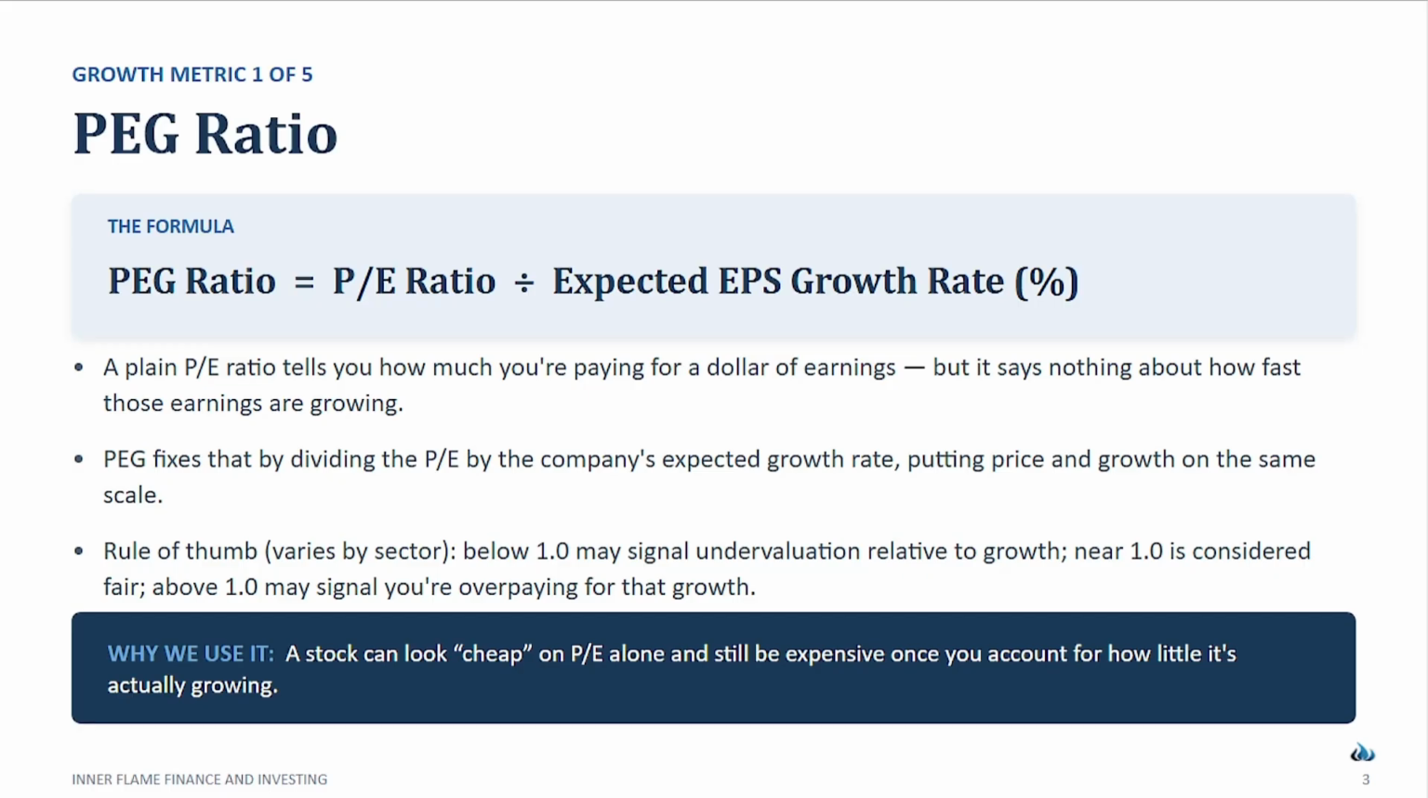Now the regular PE ratio tells you how much you're paying for $1 of earnings, but it says nothing about how fast those earnings are growing. The PEG ratio fixes that by dividing the PE ratio by the company's expected growth rate, putting the price and growth on the same scale.